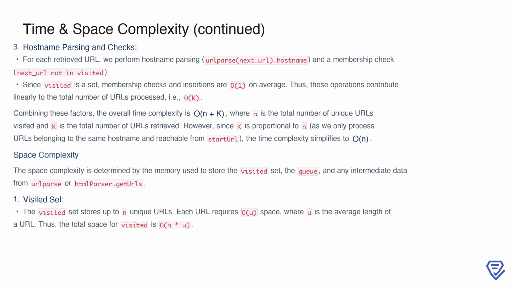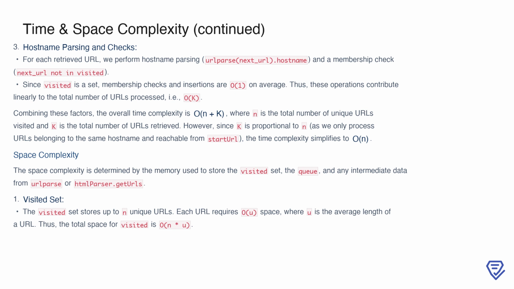Now, let's consider the operations related to hostname parsing and membership checks. For every URL retrieved, we parse its hostname using urlparse(next_url).hostname and perform a membership check to see if it's already visited. Since we use a set for the visited collection, both membership checks and insertions operate in O(1) on average. This means these operations together add up linearly to the total number of URLs processed, which is fine.